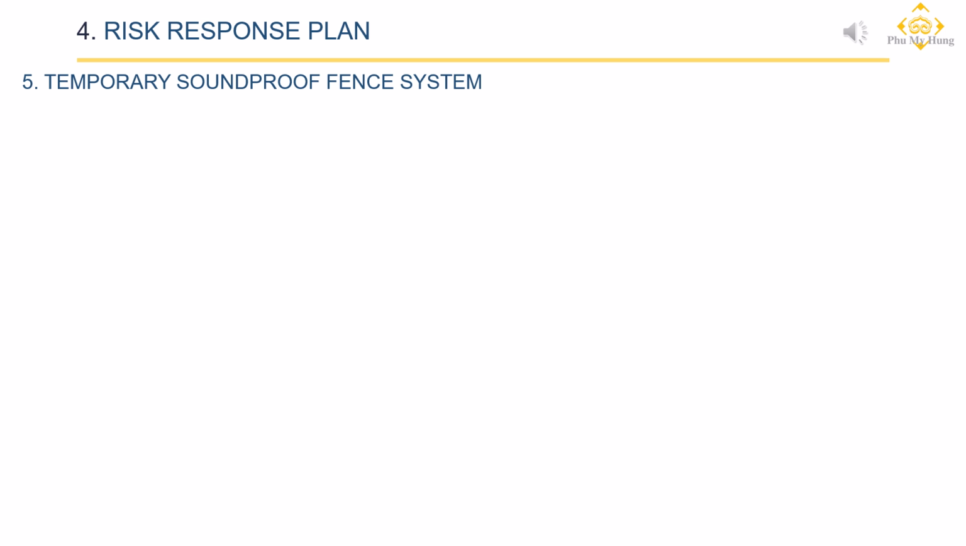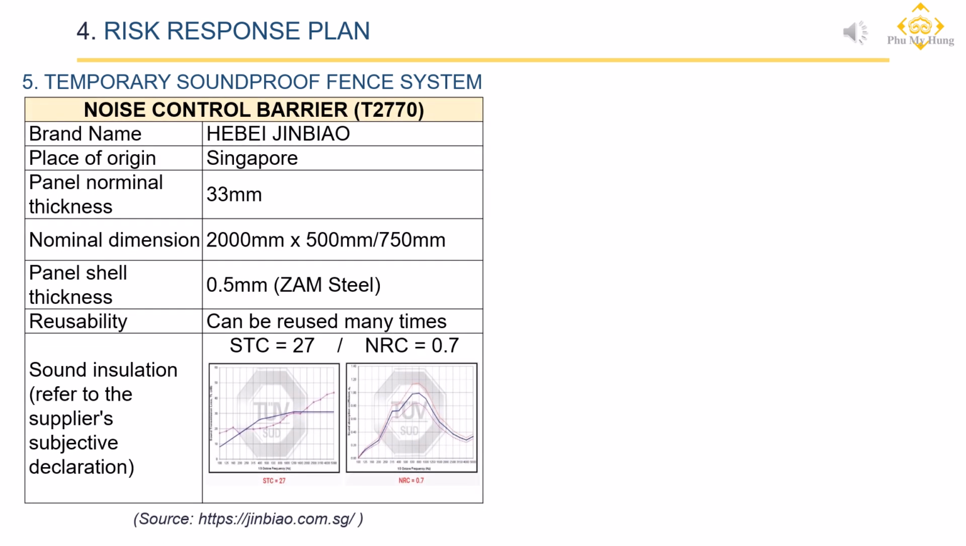These sound-absorbing fence module systems have been widely used for highway projects and construction projects in developed countries such as Taiwan, China. Therefore, there are also many suppliers in the foreign market. Here is the reference technical information of a supplier named Hubei Jinbiao from Singapore, in which, according to their brochure, the technical specifications of their sound-absorbing system have STC equals 27 and NRC equals 0.7.